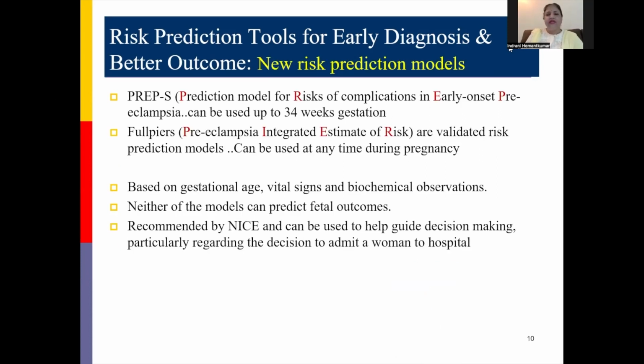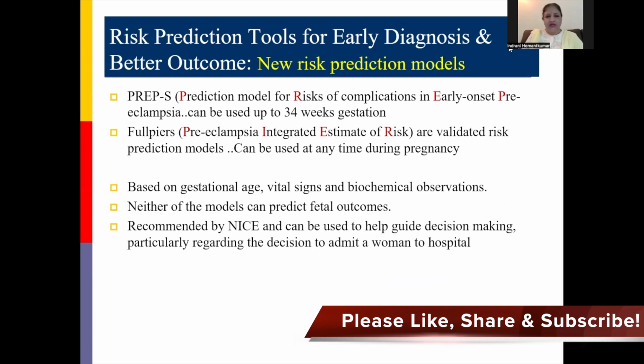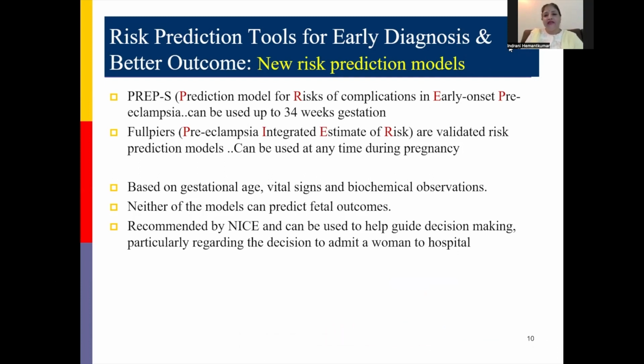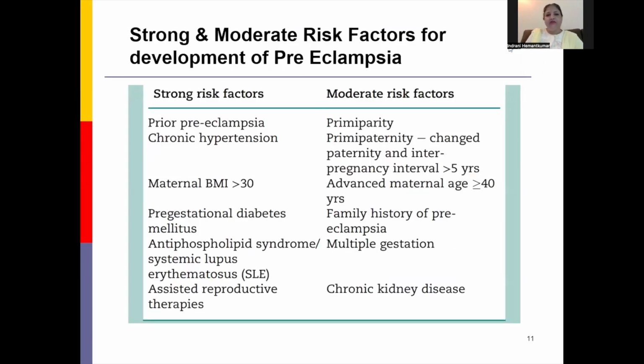And there are other prediction models available, like the PREP-S, where you can find out early onset of preeclampsia, or the preeclampsia integrated estimate of risk. They are all validated prediction models and can be used at any time of the pregnancy. All these can also help in decision making, particularly regarding when you have to admit this patient to the hospital.